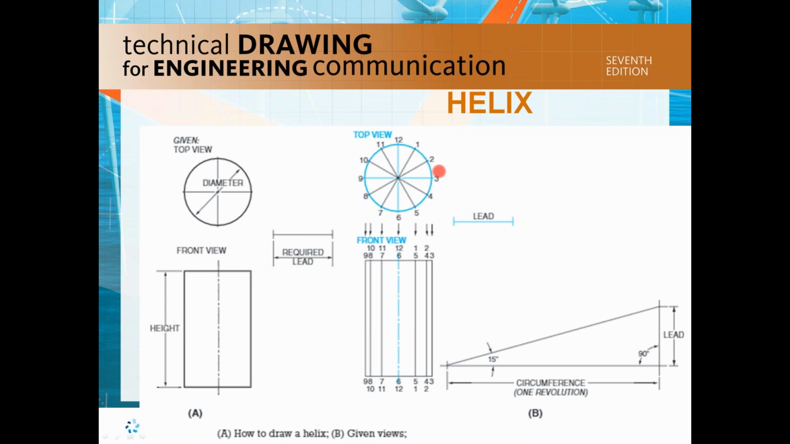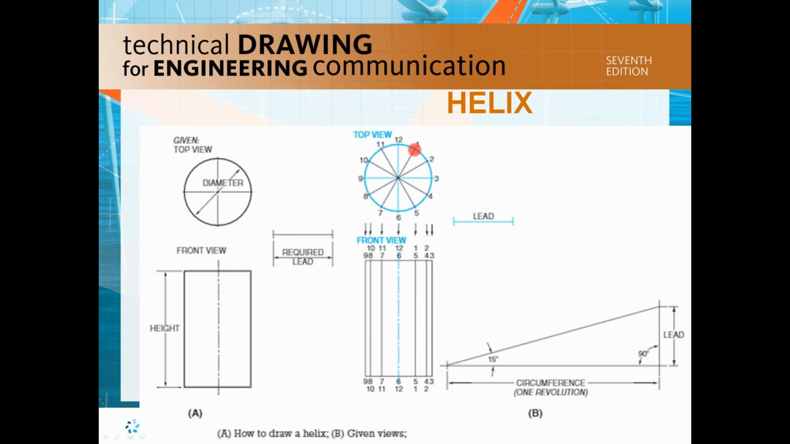Once you create this circle and your rectangular cylinder, you're going to label them 1, 2, 3, 4, 5, 6, 7, 8, 9, 10, 11, 12, equal spaces. Then you're going to project this line down. Points 2 and 4 are going to be the same point here. This line is the 2 and 4 line.